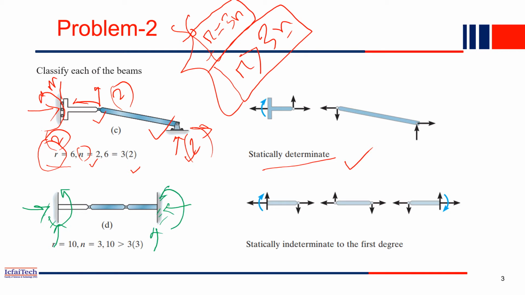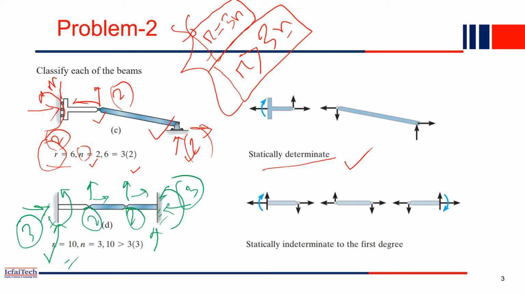So 3, 3, 6, and these two are actually pin joints. Pin joint means it has two reactions: horizontal and vertical. So total how many reactions now? Here 3, in this joint 3, here 2, and here 2. So 3, 3, 6, 8, 10. So R is equal to 10. That's what is mentioned here.